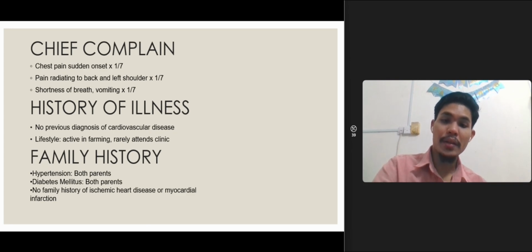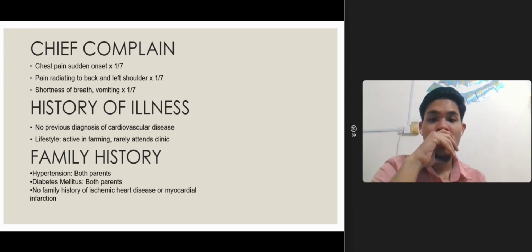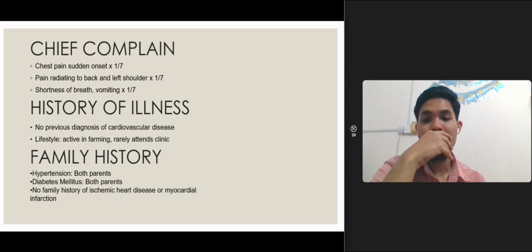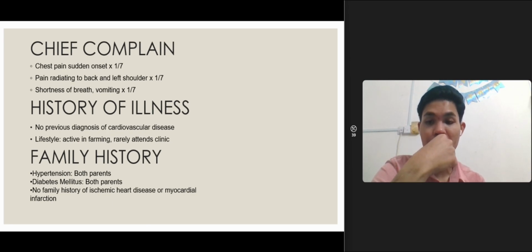When we explored the family history, we found the family has hypertension and diabetes. The patient's family does not have ischemic heart disease or myocardial infarction. But this history still puts him at risk due to the strong presence of metabolic risk factors in the family.